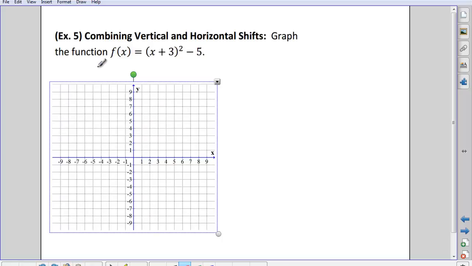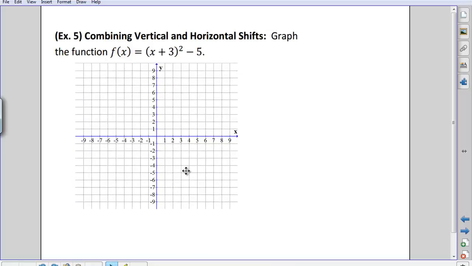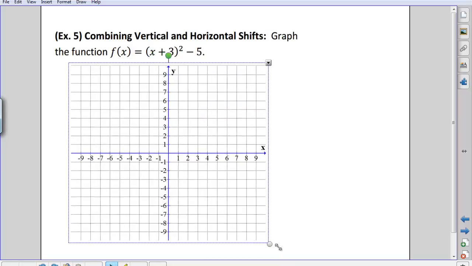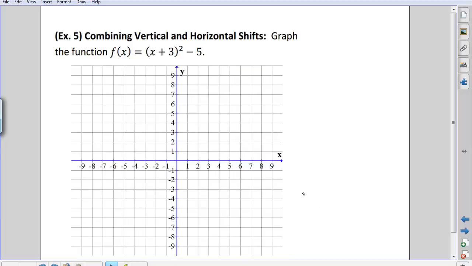All right, so let's combine those together then. This says graph the function x plus 3 squared minus 5. So you got to think about what's our original function we're working with here. The x has a plus 3, and then outside of the square is a minus 5. Our original function here is still x squared, right? We've just added something to the x and put a minus 5 in there at the end of the function, but our original function is x squared. So we're going to start with that original function.